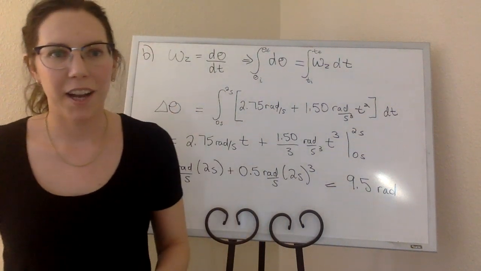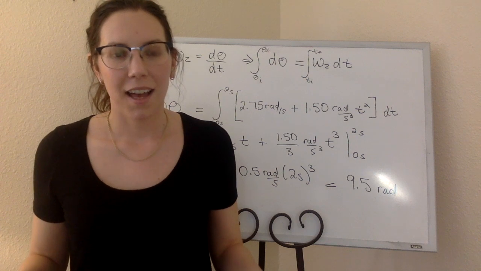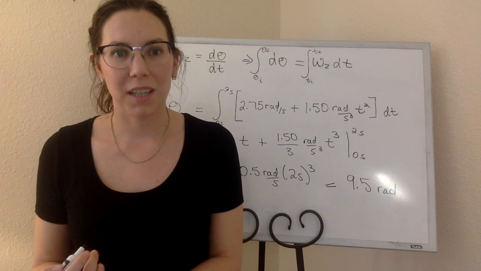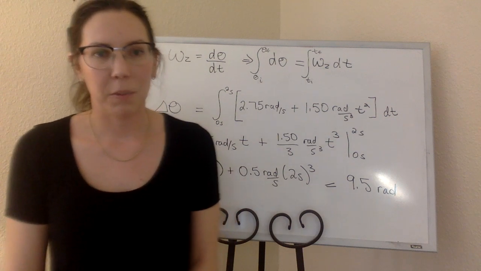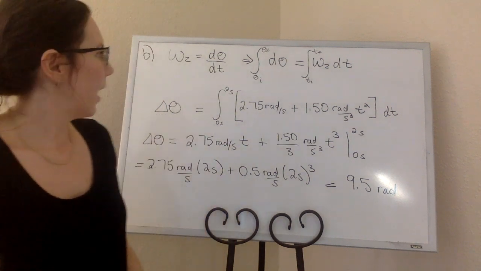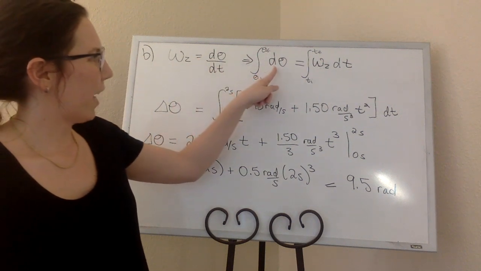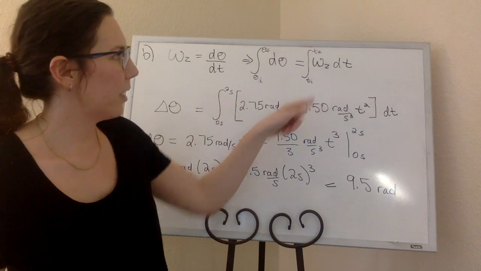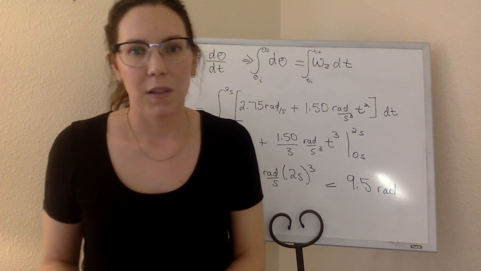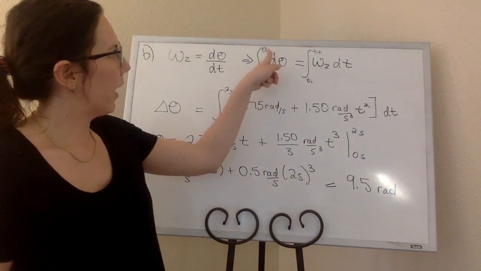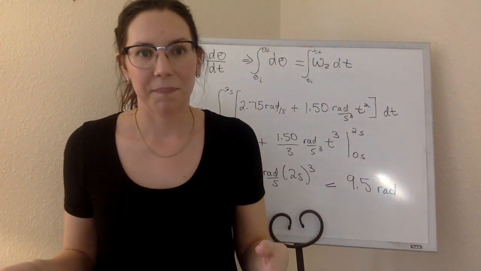Okay, so now we want to find through which angle the flywheel turns in the first 2 seconds. So let's go to our angular velocity formula because that's where we have d theta, the change in angular displacement during that time. So omega z equals d theta by dt, which we can rearrange to get d theta by itself. d theta is omega z dt. And then to get theta, we're going to need to integrate both sides. So we'll integrate from theta i to theta f and ti to tf over both sides here.